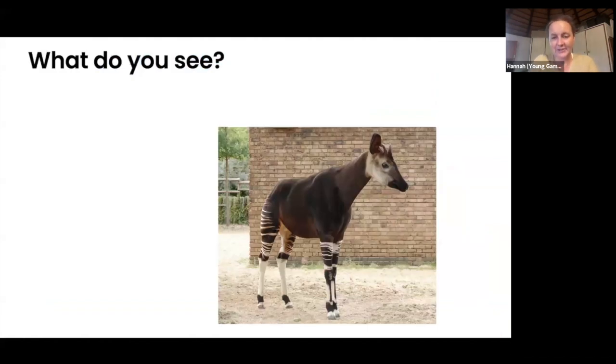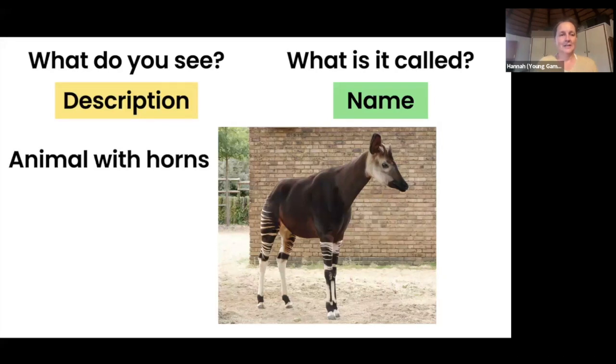And now I'm quickly going to ask you what you see. I don't know if anybody in the chat wants to tell me what you see. Doesn't matter if you don't know the name of it. Just tell me what you see. I'm not sure what the responses were, but maybe you said you saw an animal with horns, which would be correct, or a dog, might look like a dog.